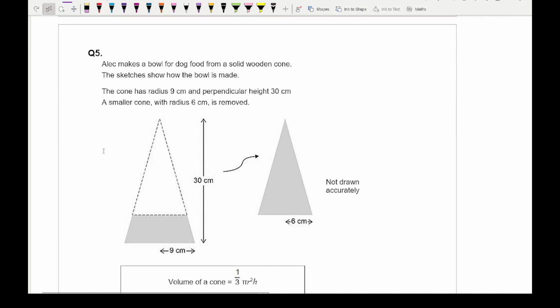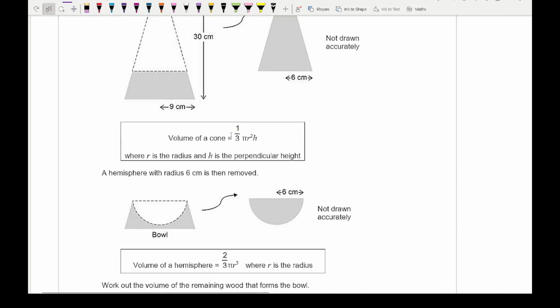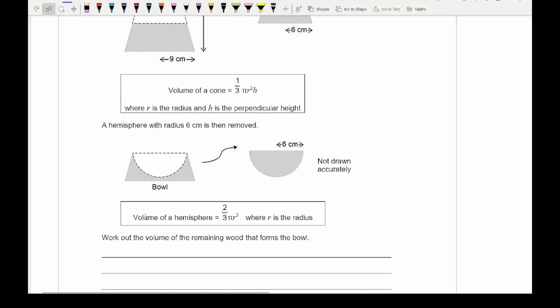Then moving on to question 5, it says that Alec makes a bowl for dog food from a solid wooden cone. The sketch shows how the bowl is made. The cone has a radius of 9 centimeters and a perpendicular height of 30 centimeters. A smaller cone with a radius of 6 centimeters is removed, and then a hemisphere with a radius of 6 centimeters is removed, and the question is asking us to work out the volume of the remaining wood that forms the bowl.